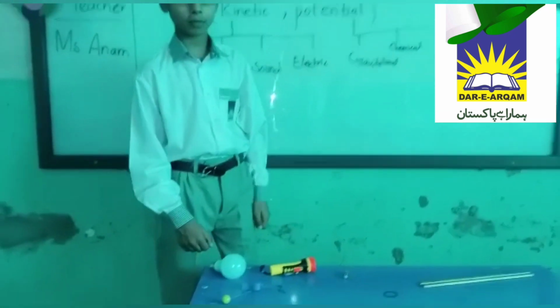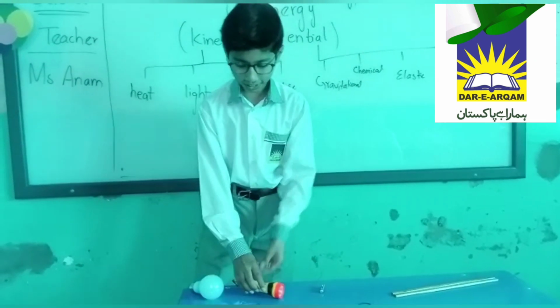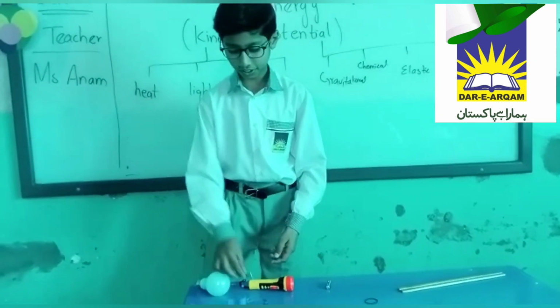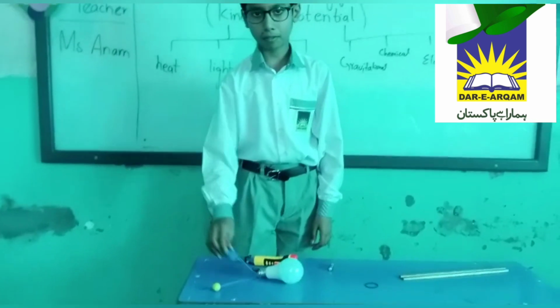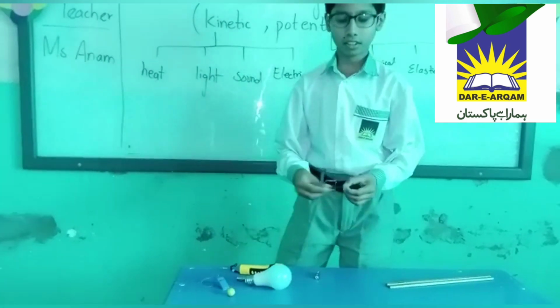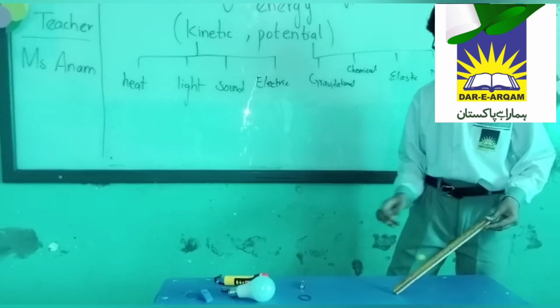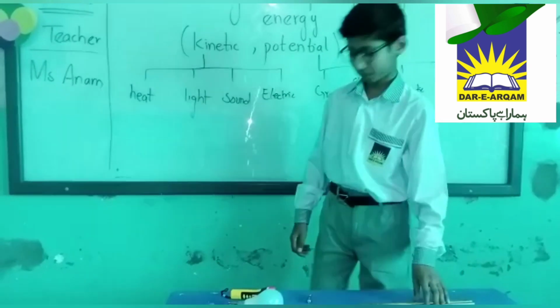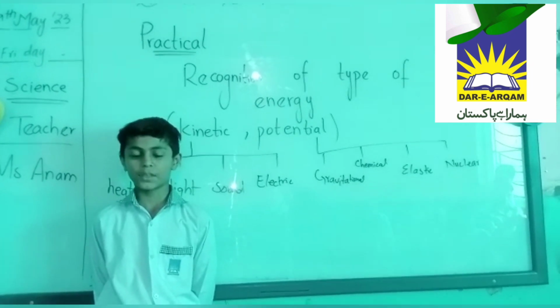We have some items to present this. We have a torch for light energy. We have a cell for chemical energy. We have a bulb for electrical energy. We have a whistle for sound energy, and we have rubber for elastic energy, and we have a scale and ball for gravitational energy.